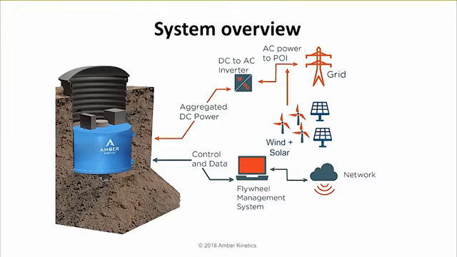We have controls that keep them regulated if that's the wish of the system. The DC power is aggregated to a grid tie inverter and then point of interconnect to the utility. Then control and data is sent to our flywheel management system. So that's also an Amber Kinetics system product, and then up to the cloud for data storage, as well as command and control.